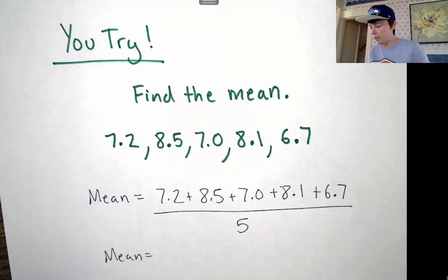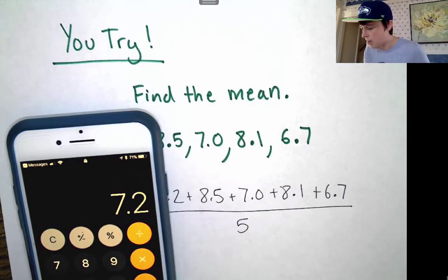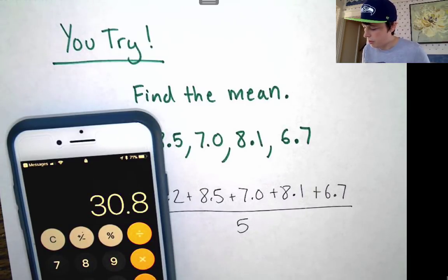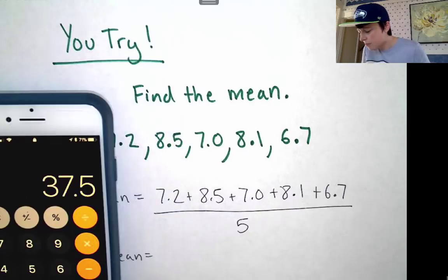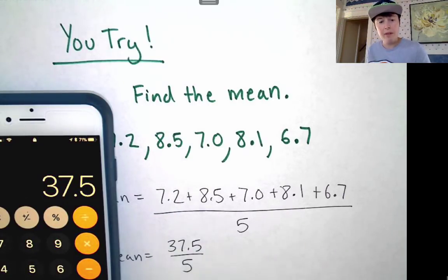We've got to add these up and divide. So now I'm going to check and see. Definitely a calculator problem on this one because we're dealing with decimals. It just seems easiest. So 7.2 plus 8.5 plus 7.0, I'll just type in 7, plus 8.1, oops, not times, plus 6.7 is 37.5. There we go. So it all adds up to 37.5. But of course we have to divide by 5.